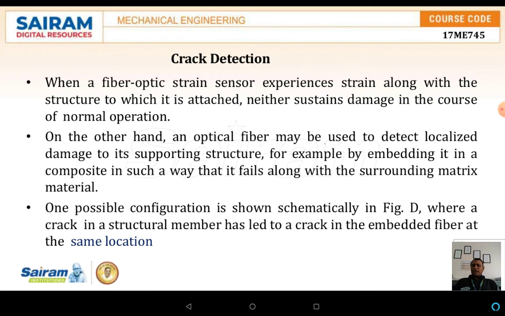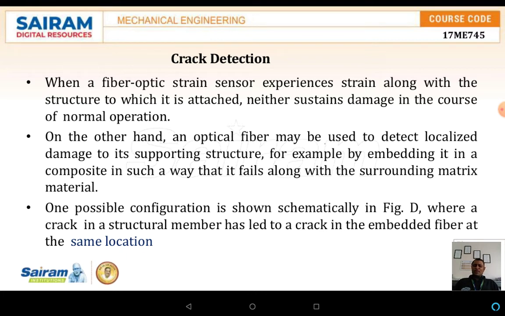Crack detection is one of the basic sensing methods by which the optical fiber has a major application. When the fiber optic strain sensor experiences a strain along with the structure to which it is attached, neither sustains damage in the course of normal operation. On the other hand, the optical fiber may be used to detect localized damage, so it supports the structure.